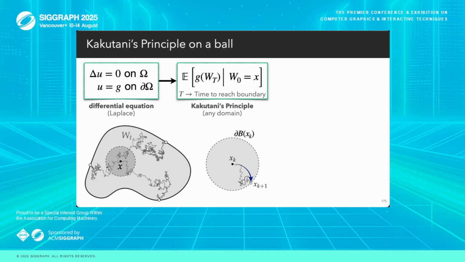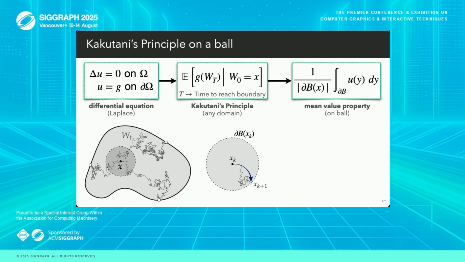OK, so then if we restrict our domain to a ball, this implies that Kakutani's principle is actually equivalent to the mean value property of harmonic functions. And we can basically think of walk-on spheres as an unbiased acceleration strategy for simulating Brownian motion in bounded domains. In fact, this property of walk-on spheres as a simulator for Brownian motion can make it more broadly useful in application domains that require sampling of white noise as well.